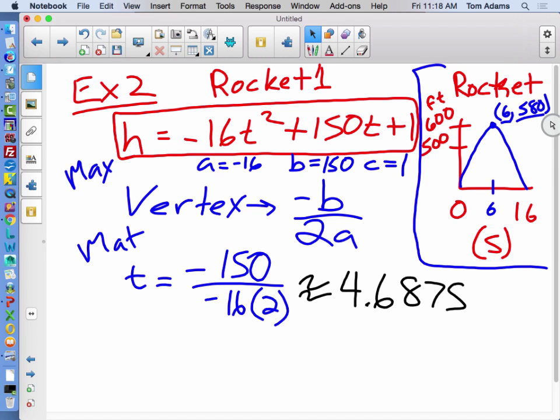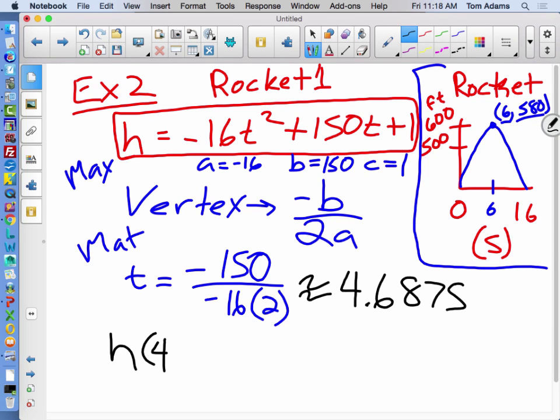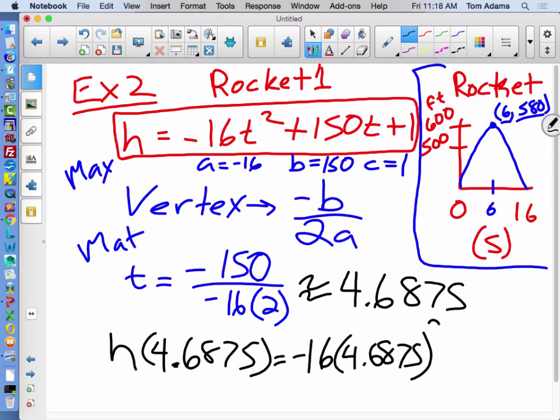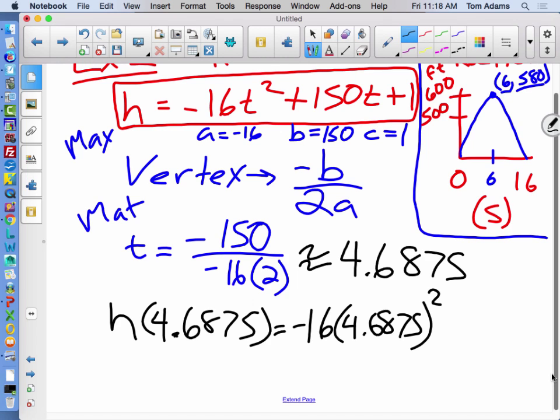Yep. Now, we could graph this and find the answer this way, but I want to do it algebraically, and then we'll do it on the calculator as a graph. So now I want to figure out what the height is, evaluated at t equals 4.6875. So I'm going to say negative 16 times 4.6875 squared. In other words, wherever there's a t, I'm going to put 4.6875. Then plus 150 times 4.6875, and then plus 1.